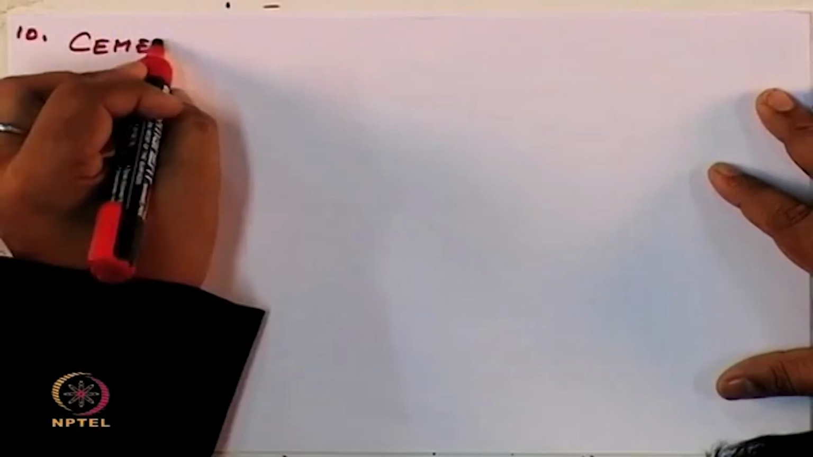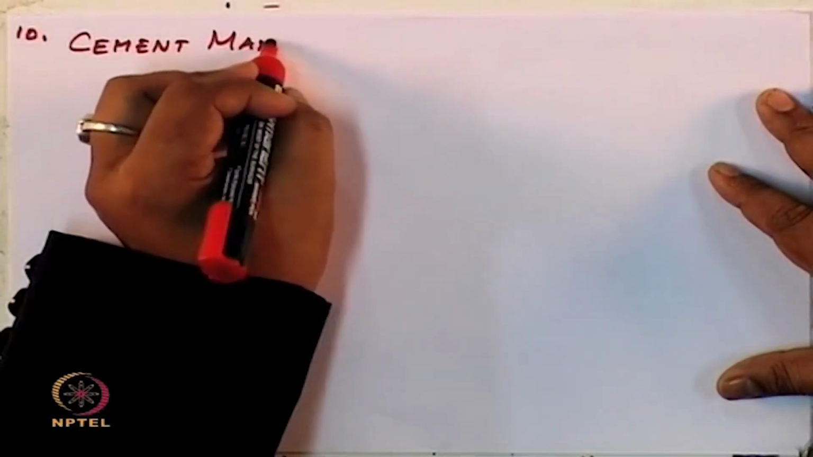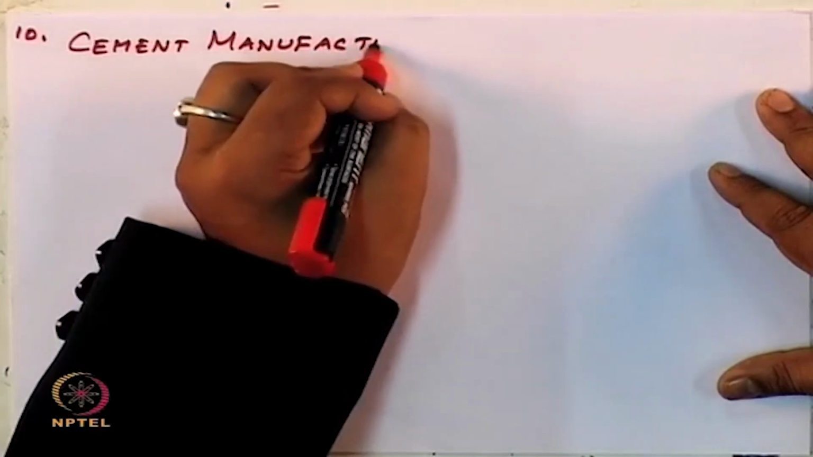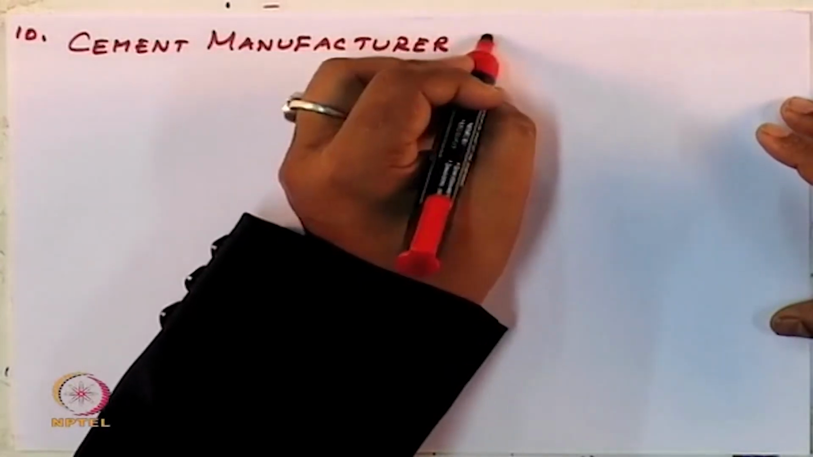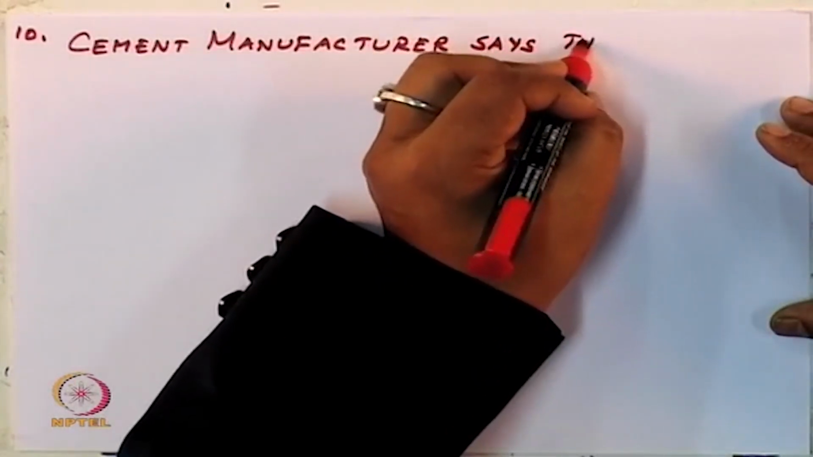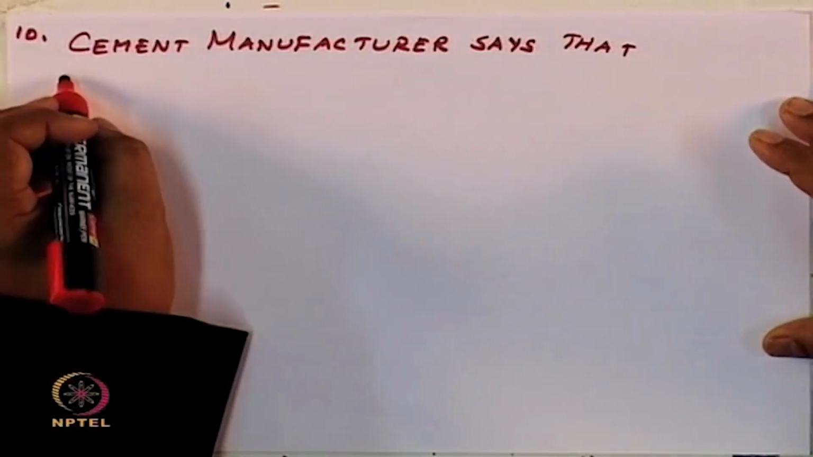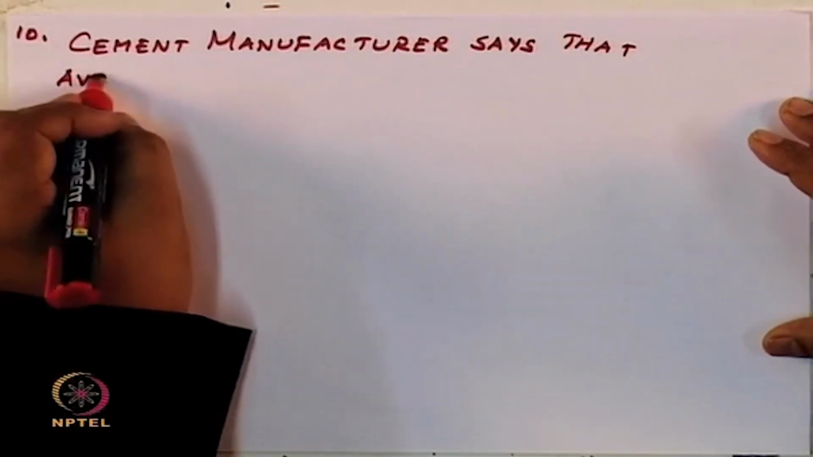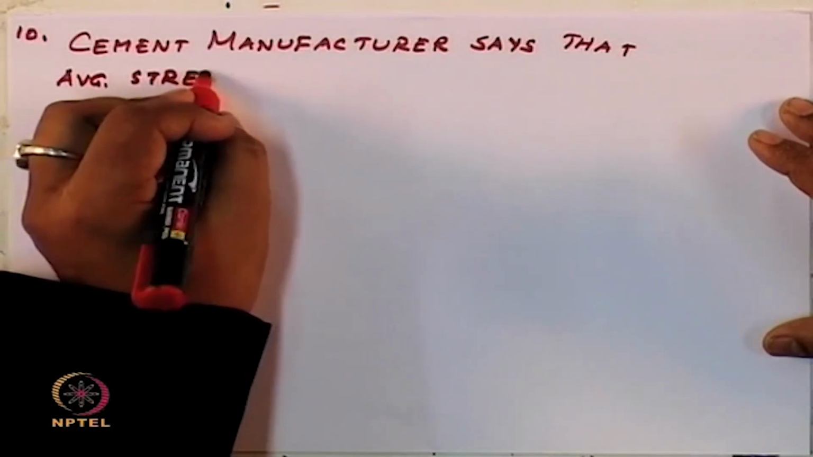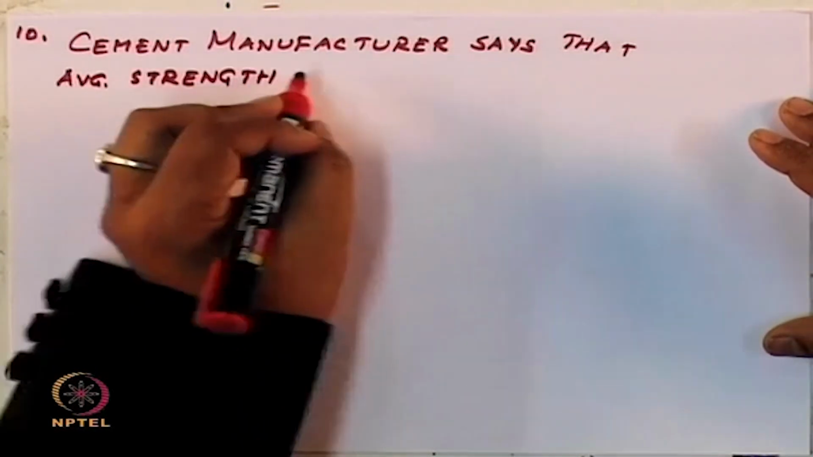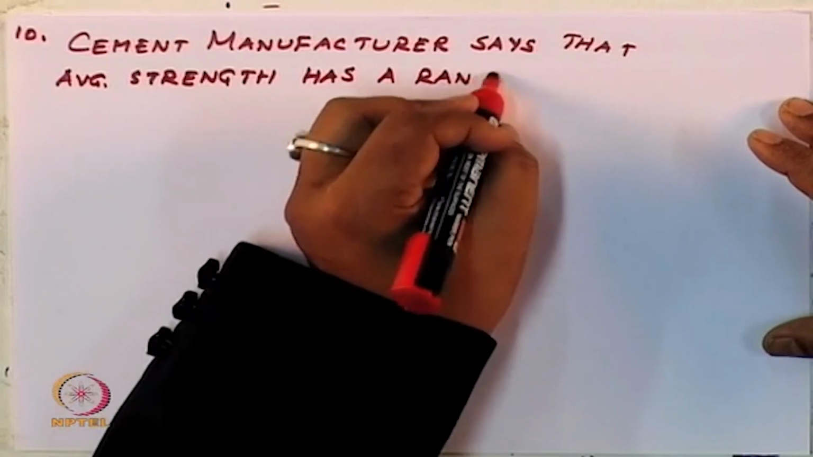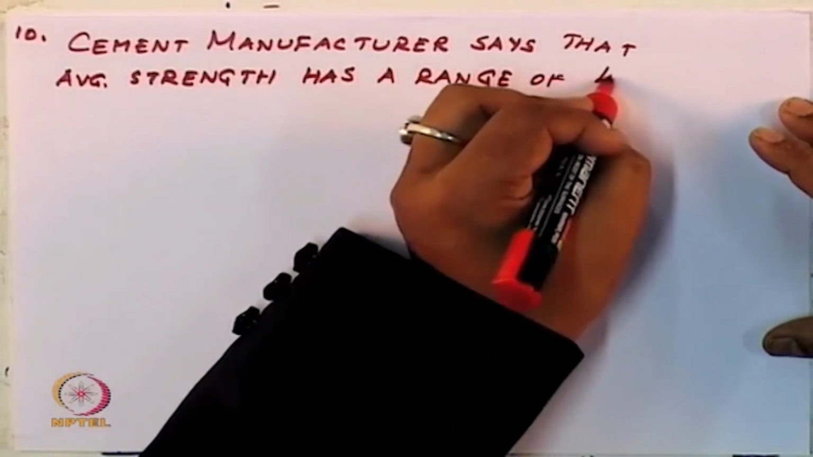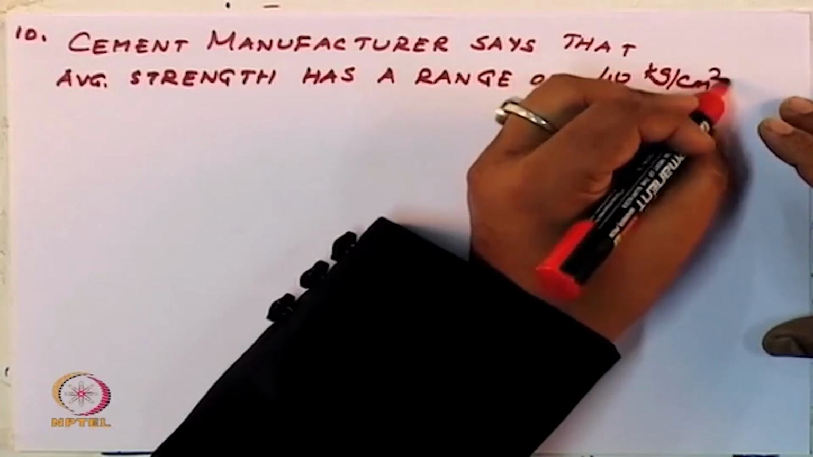Okay. So, let us say a cement manufacturer says that the average strength of the cement that he makes has a range of 40 kg per centimeter square. Okay.